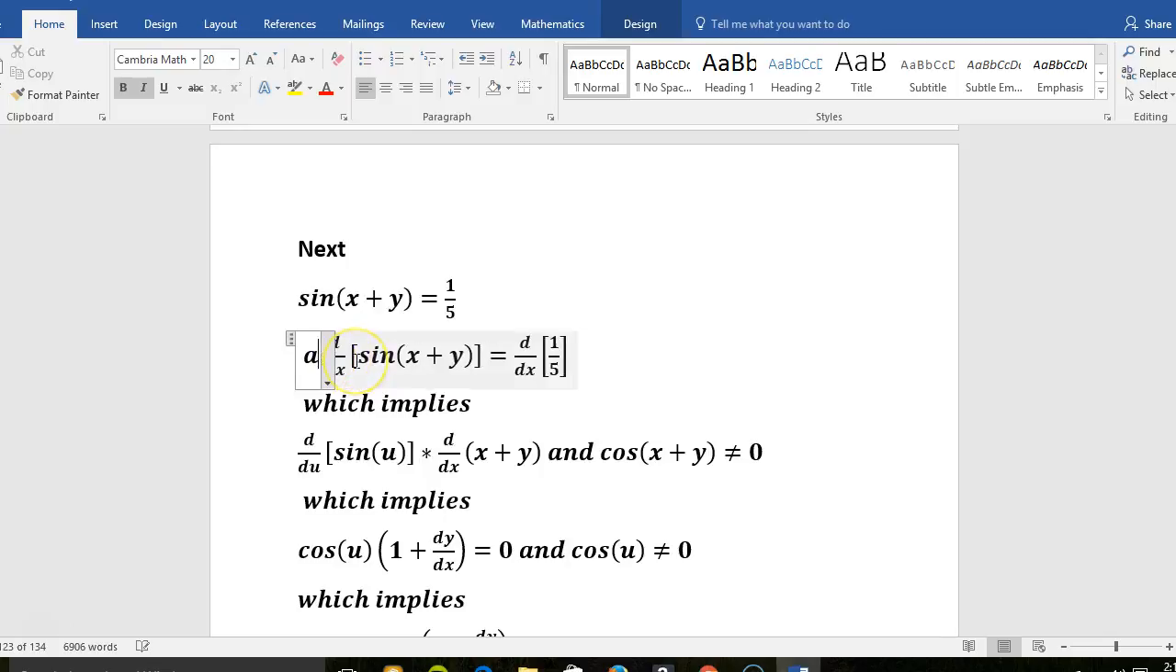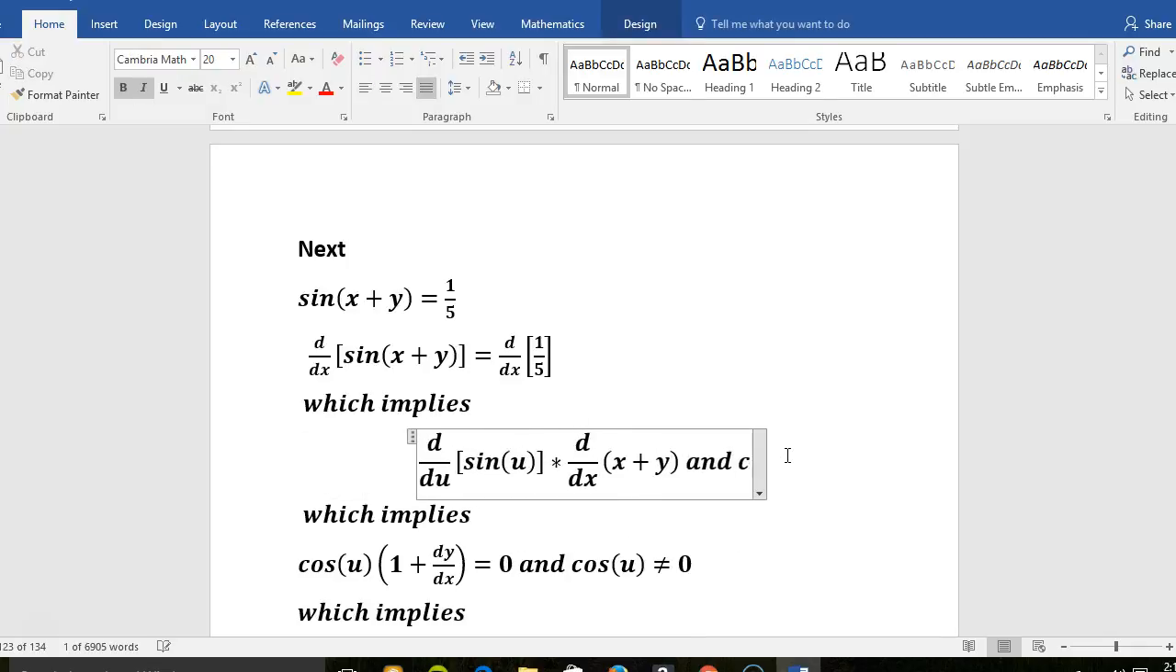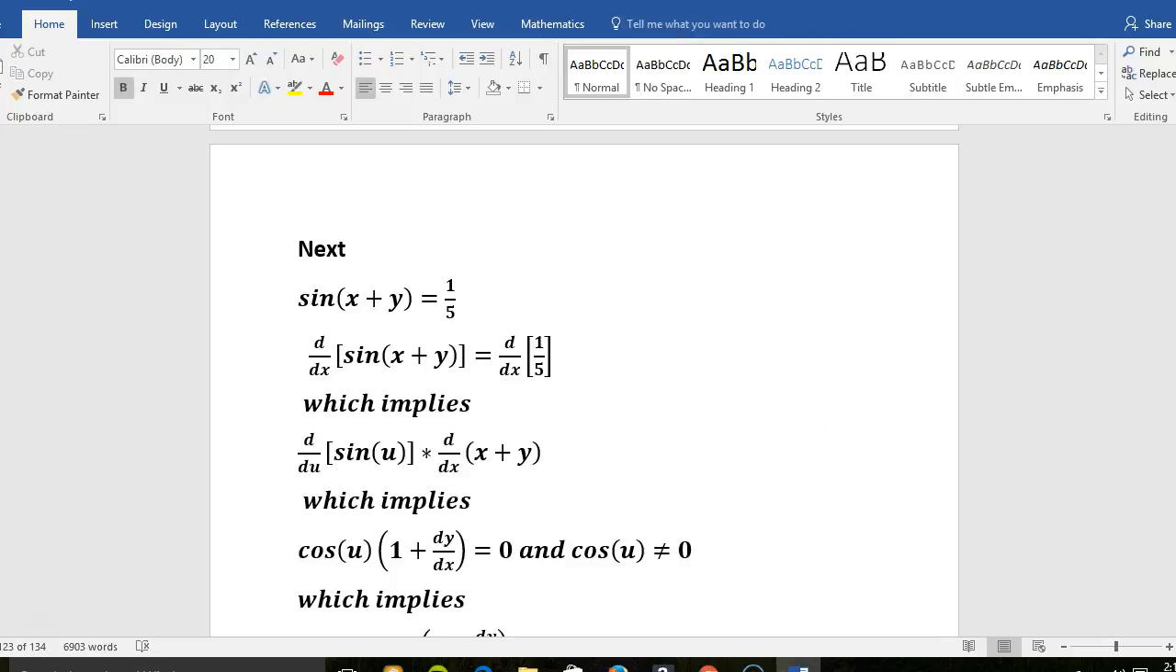So let's not even worry about that. Let's just go ahead and do implicit differentiation. And let's forget about all that. Okay, the cosine is not going to be 0. Bad things would happen if it was, but it's not.